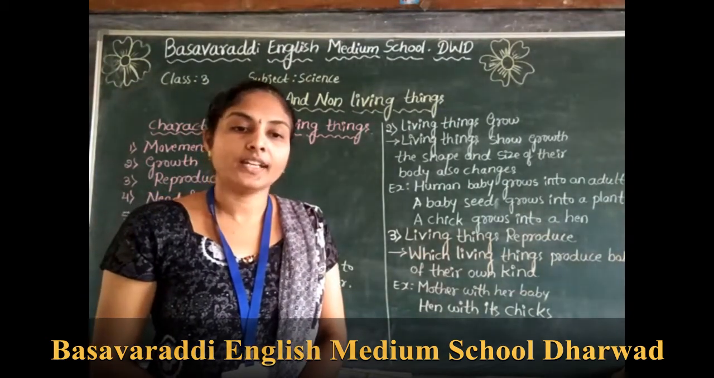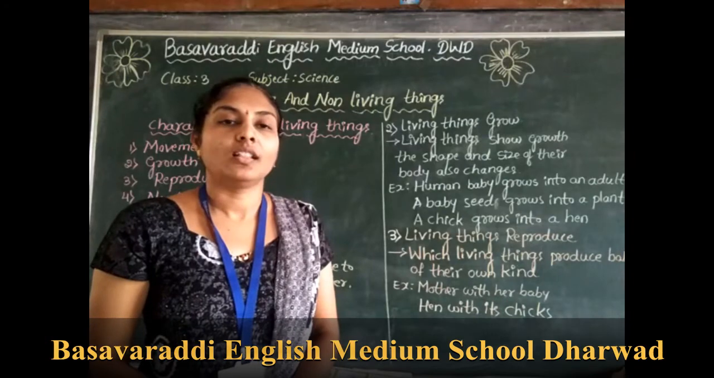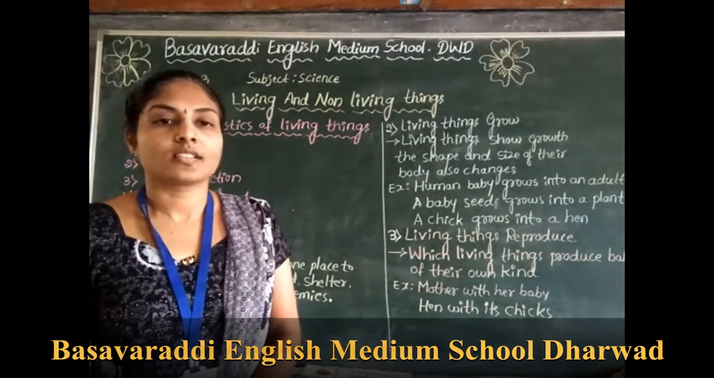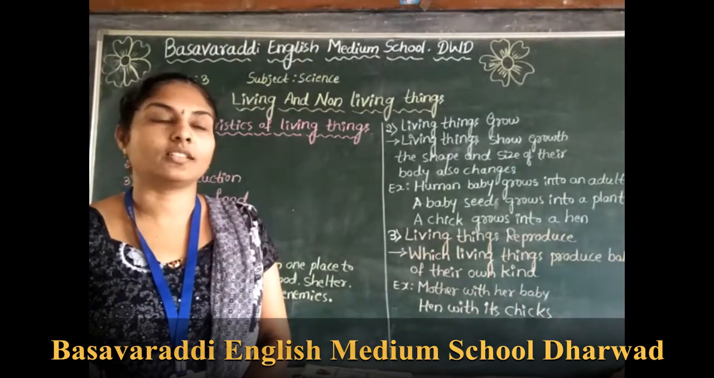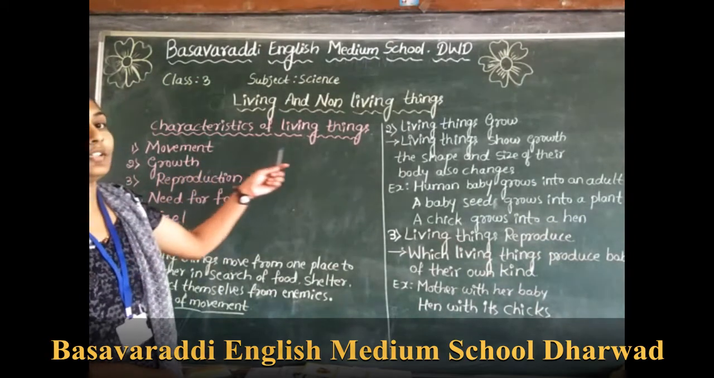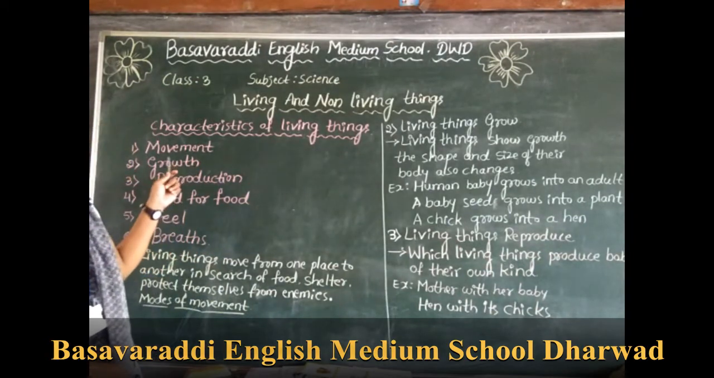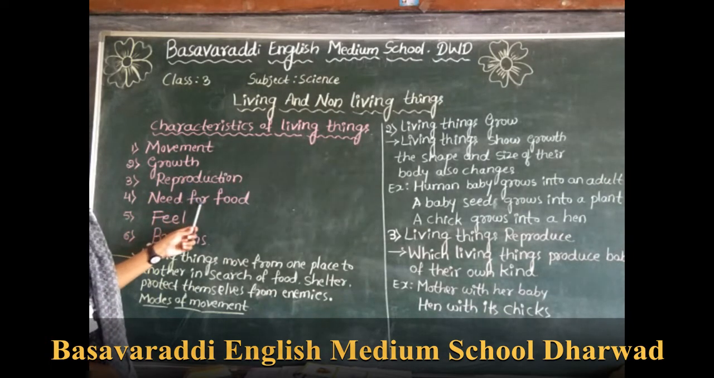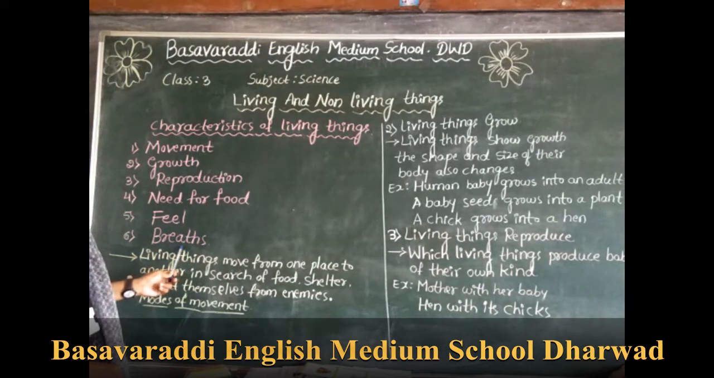How do we identify whether these things are living or non-living? So let us discuss some characteristics of living things here. The characteristics of living things are movement, growth, reproduction, need for food, feel, and finally breathes. These are the characteristics of living things. Let us discuss one by one.